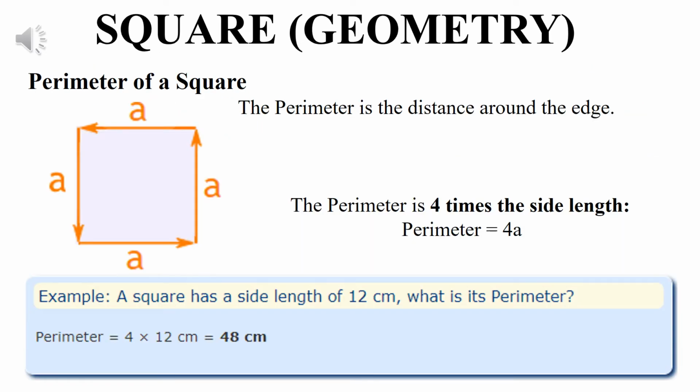Perimeter of a square. The perimeter is the distance around the edge. The perimeter is 4 times the side length. Perimeter is equal to 4a. Example, a square has a side length of 12 cm. What is its perimeter? Perimeter is equal to 4 times 12 cm, which is 48 cm.